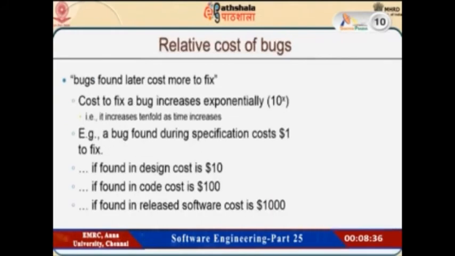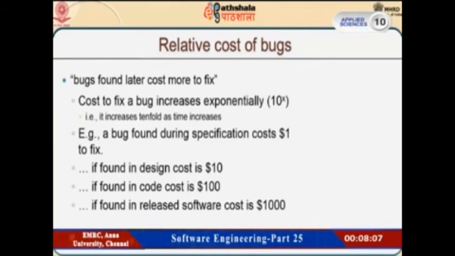After having done the fault in the software, now mapping it with the cost, how much would it cost when we try to execute the faulty software? So the relative cost of bugs found later costs more to fix. The cost to fix a bug increases exponentially, 10 to the power of x. That is, it is tenfold as time increases.